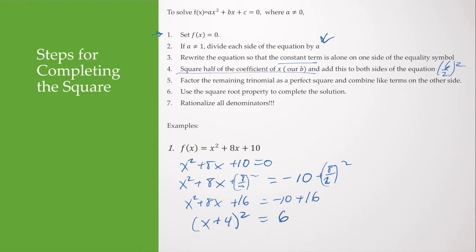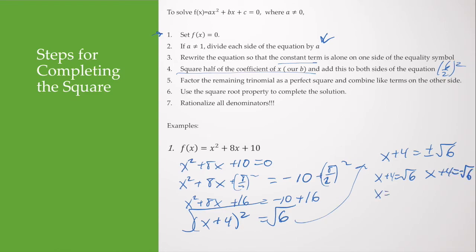Now I can use the square root property in order to solve this quadratic function. This gives me x plus 4 equals plus or minus the square root of 6. So x plus 4 equals the square root of 6, and x plus 4 equals negative square root of 6. So x equals negative 4 plus square root of 6, or x equals negative 4 minus square root of 6. Those are my two x-intercepts, my two solutions. Notice again that they are radical, but that's not always going to be the case when I use completing the square.